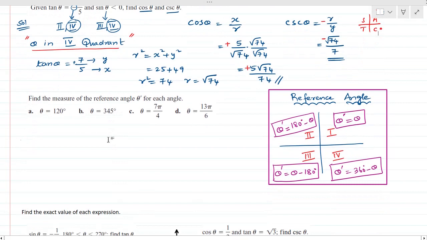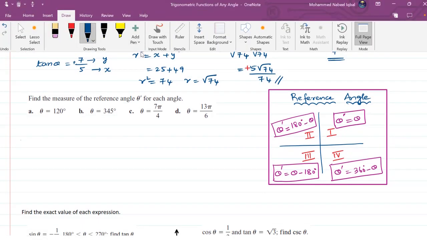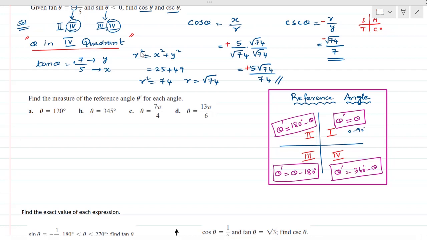Now the next one is the reference angle. Very important thing here. So how will you find the reference angle? This is quadrant 1, 2, 3, 4. This is 0 to 90, here the range is 90 to 180, here 180 to 270, and 270 to 360 degrees.